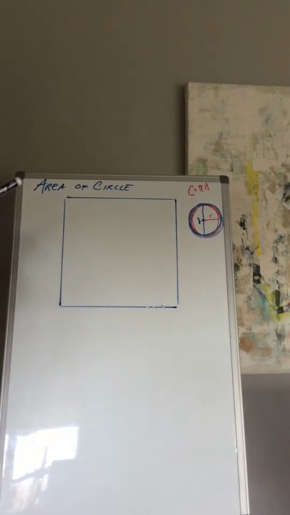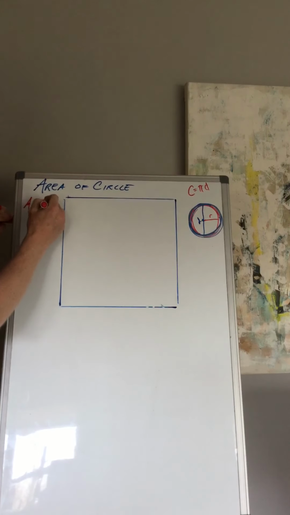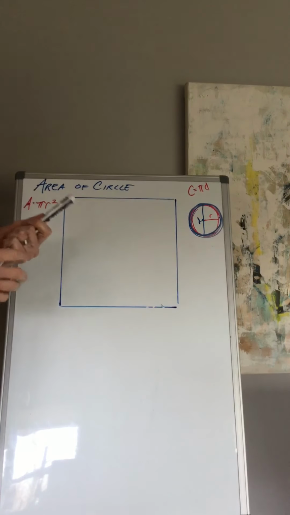Most of you probably have an idea what that is, and I'll even write it down. So the area of a circle is pi times radius squared, or pi times radius to the power of 2. And we'll talk about how that came to be and why it works. So let's first talk about a square.